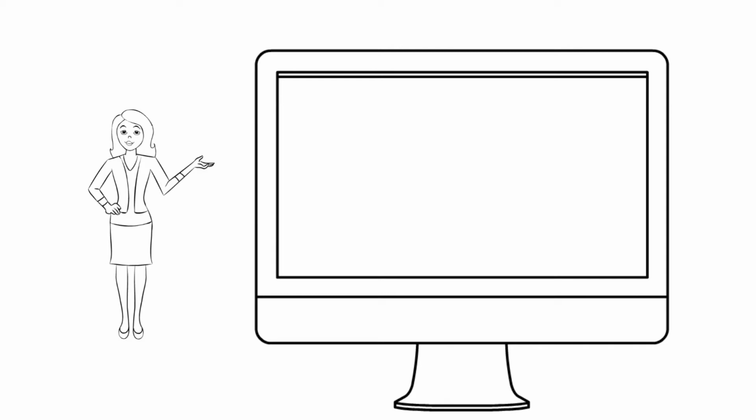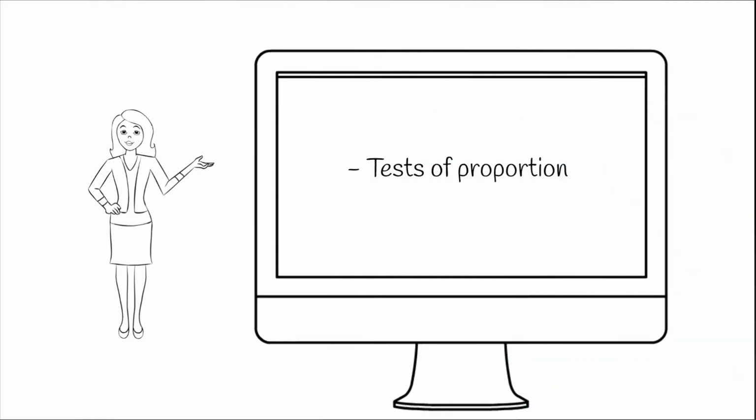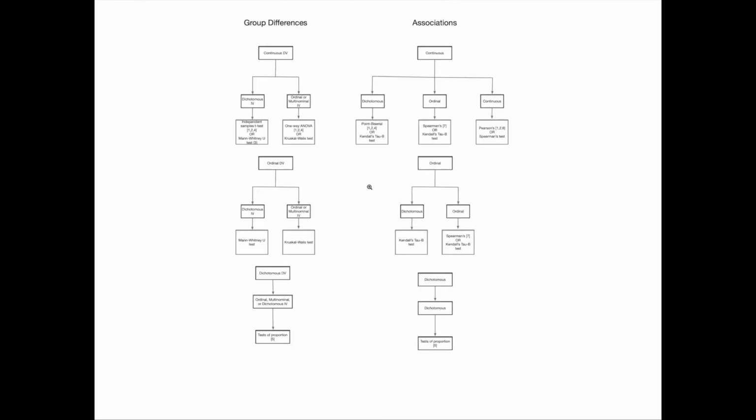In this video we will talk about tests of group differences, tests of proportion. Tests of proportion are the Chi-square test and the Fisher exact test. In our flow diagram, in group differences or association tests, we reach tests of proportion if we have a dichotomous first variable, and an ordinal, multinomial, or dichotomous second variable. These are the most commonly used tests in statistics and the most popular ones.